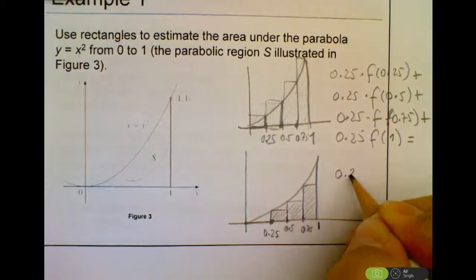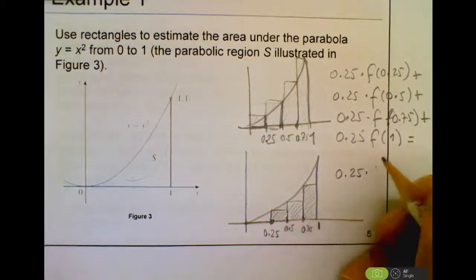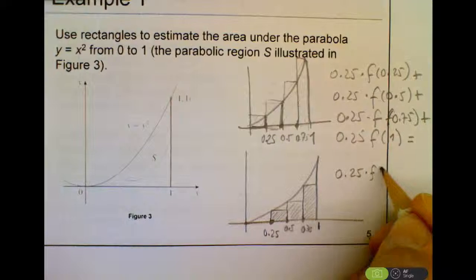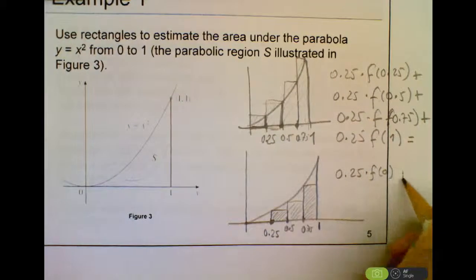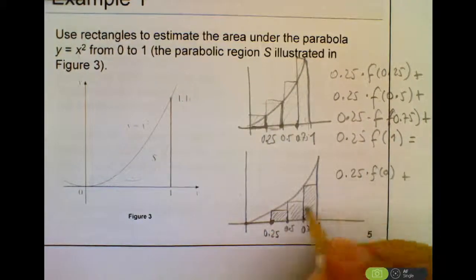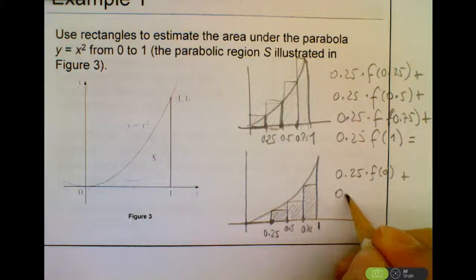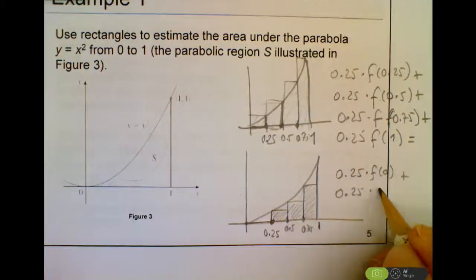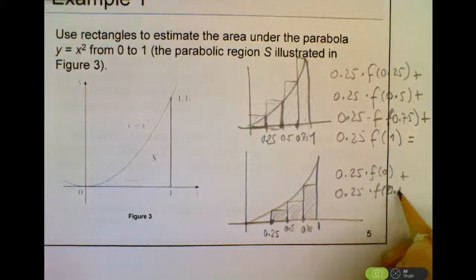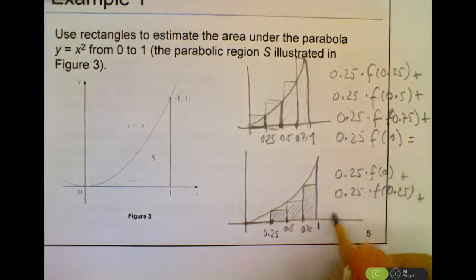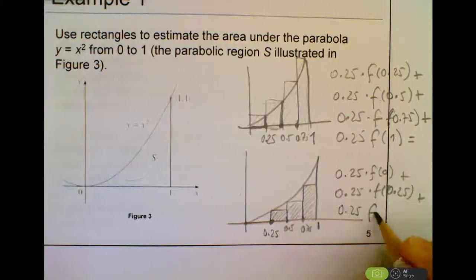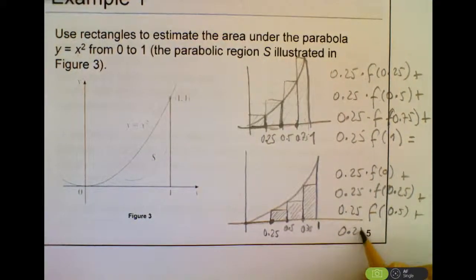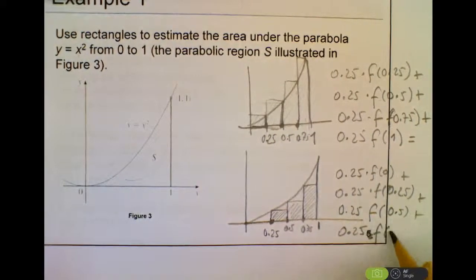It will be 0.25 times f of 0, and you know that f of 0 is 0. That's why that area really is not shown, because there is nothing there, plus 0.25, that's the base of this rectangle, times the height, f of 0.25, plus 0.25 times f of 0.5, plus 0.25. Don't confuse that with a little 5, 0.75.